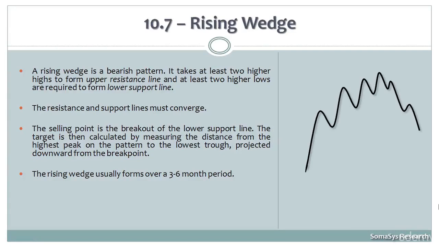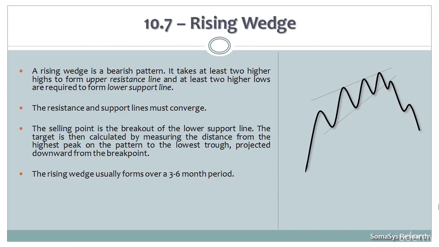A rising wedge is a bearish pattern, but may also appear as a continuation pattern. It takes at least two higher highs, ideally three, to form the upper resistance line, and at least two higher lows are required to form the lower support line. The resistance and support lines must converge as the pattern matures. Now the selling point is the breakout of this lower support line.